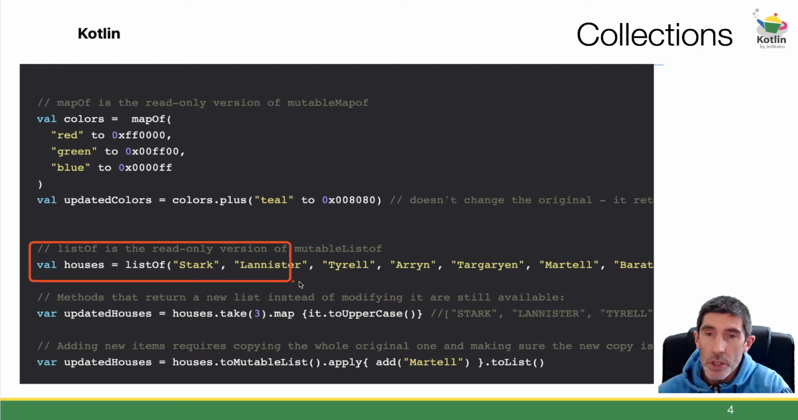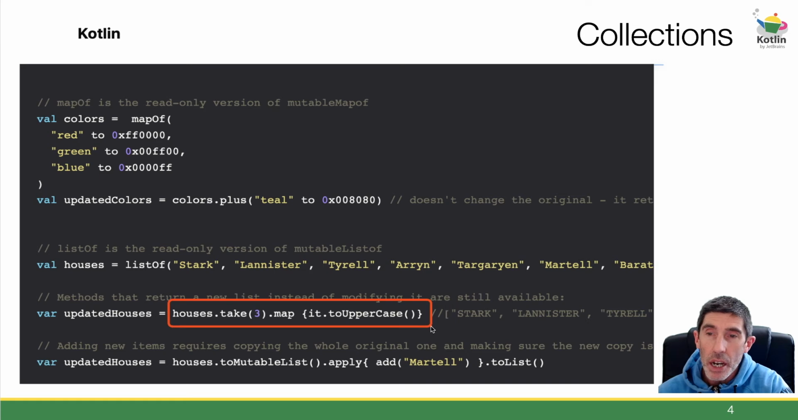We can have another example here. Here's another one, just creating a list, again a certain number of elements stored in houses, and then we can say houses.take(3).map, and then we have an expression. Essentially what this will do, you can see the result there, is take the first 3 elements from houses, map each element to uppercase, and store that in updatedHouses. So a lot going on there in one line of code.